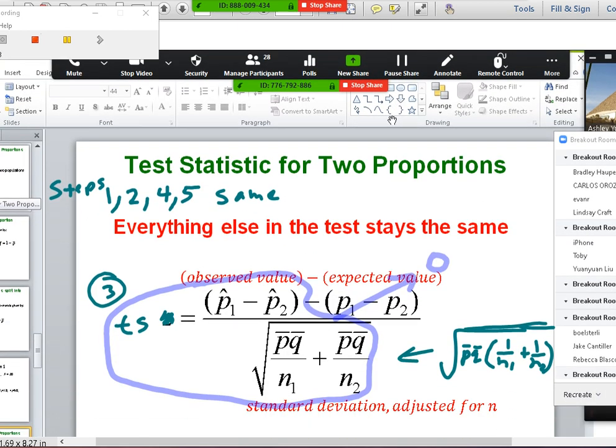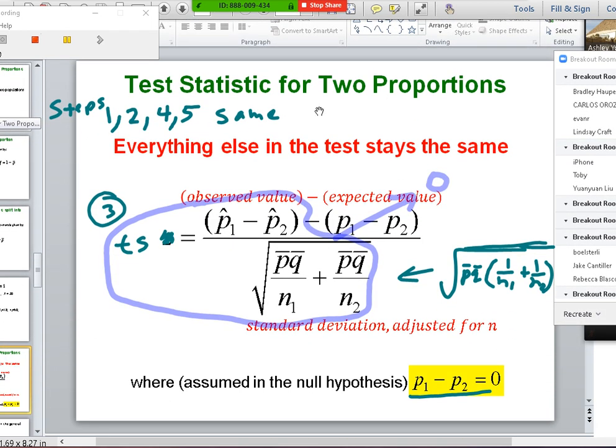Next. So the test statistic for the two proportions. Steps 2, 4, and 5 stay exactly the same. The only thing that changes is step 3. So step 3, my test stat, kind of towards the bottom of your page, and you can change the z to test stat if you want, TS. It's what you observe from your sample, the difference in your sample, so p hat 1 minus p hat 2, minus what you expect the difference to be, so p1 minus p2. But remember, we expect p1 minus p2 to be 0. We expect there to be no difference.